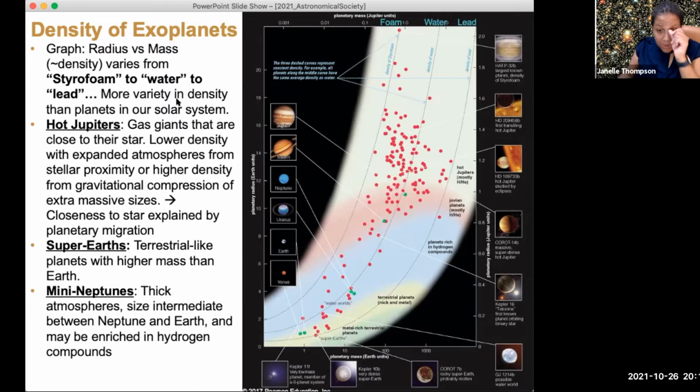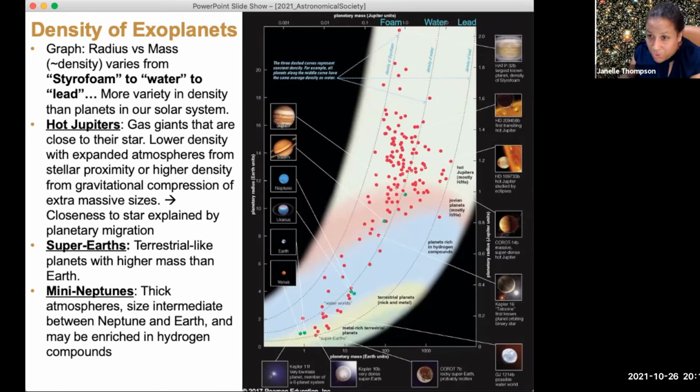So our solar system planets are these green dots. And you can see that they fall kind of close to the water line, although down here you see the terrestrial planets, Earth and Venus, that fall between the density of water and lead. But looking at Uranus and Neptune, even Saturn and Jupiter, they kind of fall on either side of this water line. If we look at the densities of the exoplanets that have been discovered, they're a lot more all over the place, a lot wider distributions.